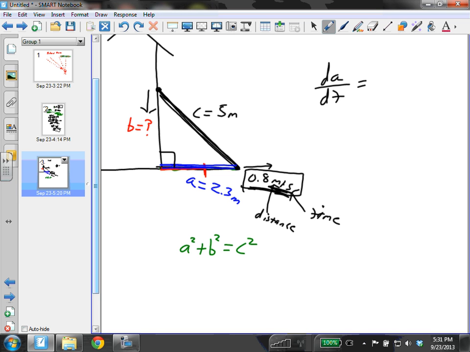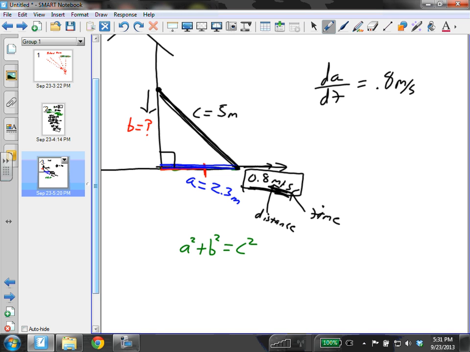So this rate that we have right here, since it's how fast the ladder is sliding away from the wall, is a change in distance A with respect to time. So dA/dt in this case is 0.8 meters per second. And we're told in the problem that it is constant. So it will constantly be moving out at 0.8 meters per second.